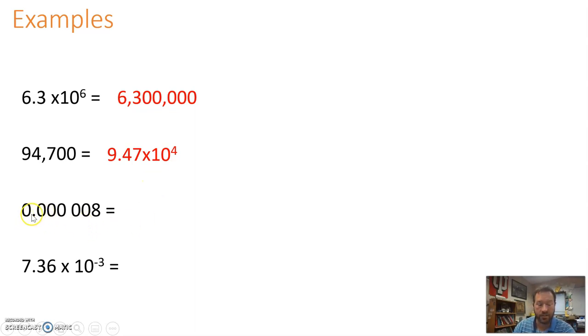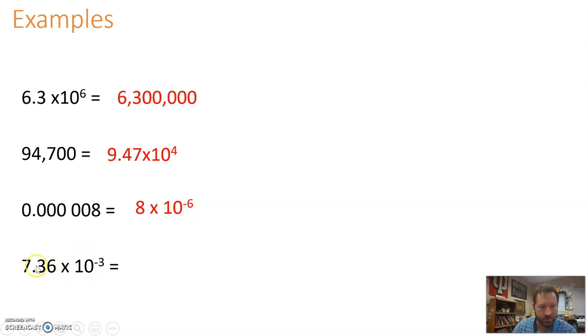Standard number, again, this time we're going to have to bump the decimal to the right. That means a negative exponent. We're going 3, 4, 5, 6 places. So 8 times 10 to the negative 6th. Again, that negative tells us that our number is behind the decimal place.